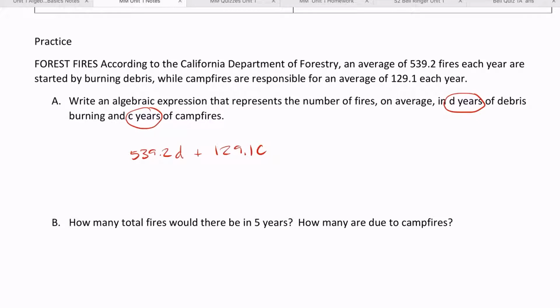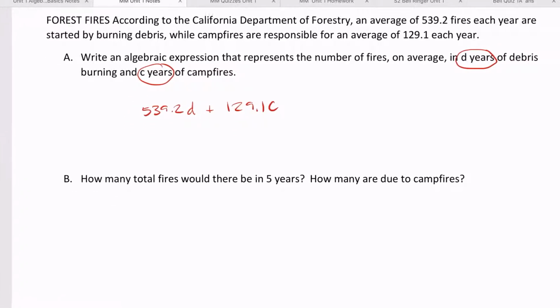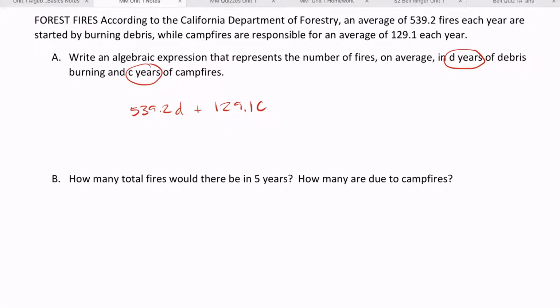Okay, and they say to call it C. Okay, so that would be our expression. Using an expression, we can just plug in a certain number of years, and that will give us our total fires. Because if we put those together, that would be our total fires. Okay, so they want us to know how many fires there are in total in 5 years. So what we'd do is 539.2 times 5 years plus 129.1 times 5 years.